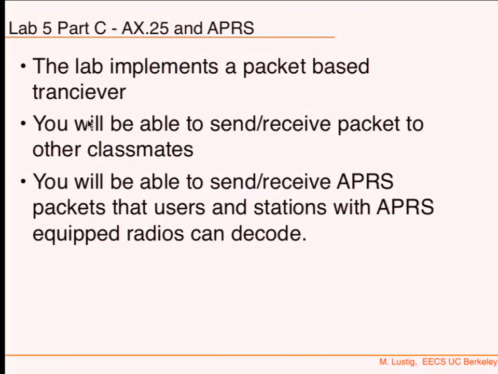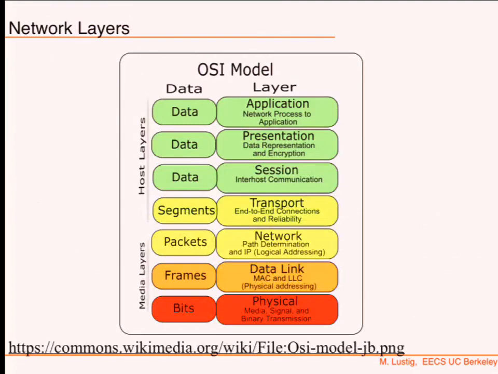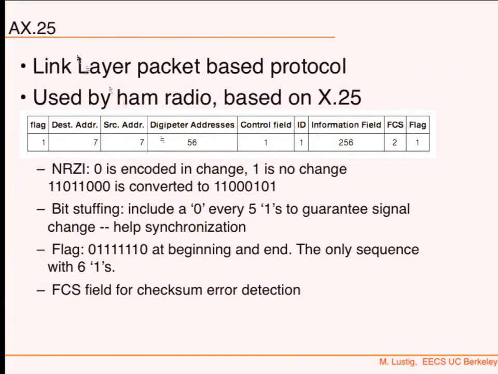The lab will basically implement a packet-based transceiver, sending and receiving packets to other classmates, and sending and receiving APRS packets so that you can interact with other APRS receivers in the Berkeley area. That will be distributed and also aggregated to the internet, which is cool. AX.25 is a link layer packet-based protocol used by ham radio, based on X.25. The A is for amateur. This is the packet structure.